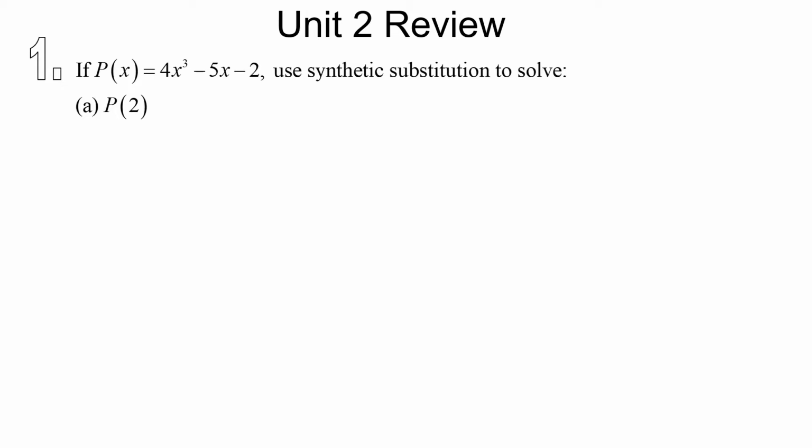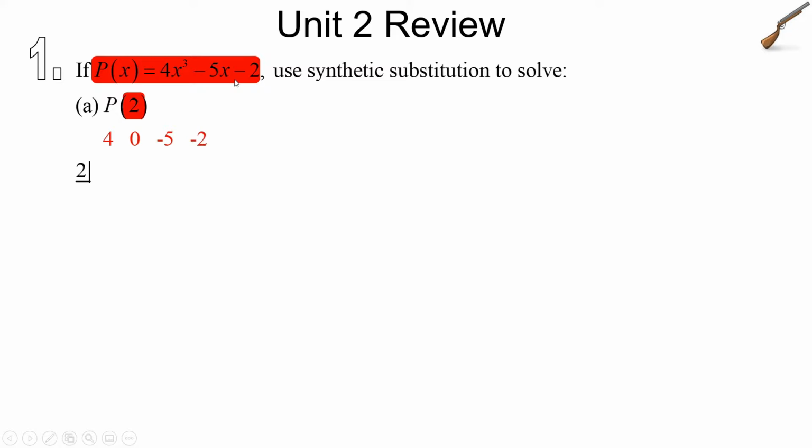If p of x equals 4x to the third minus 5x minus 2, let's use synthetic substitution to solve p of 2. Okay, synthetic substitution. Well, 2 will be my divisor, and that's going to go in the box right there. And now, my coefficients of my dividend would be the cubic is a 4. And I'm going to do a shotgun method here. The quadratic, do you notice there's no quadratic term, so the quadratic is a 0. The linear is a -5, and the constant is -2.